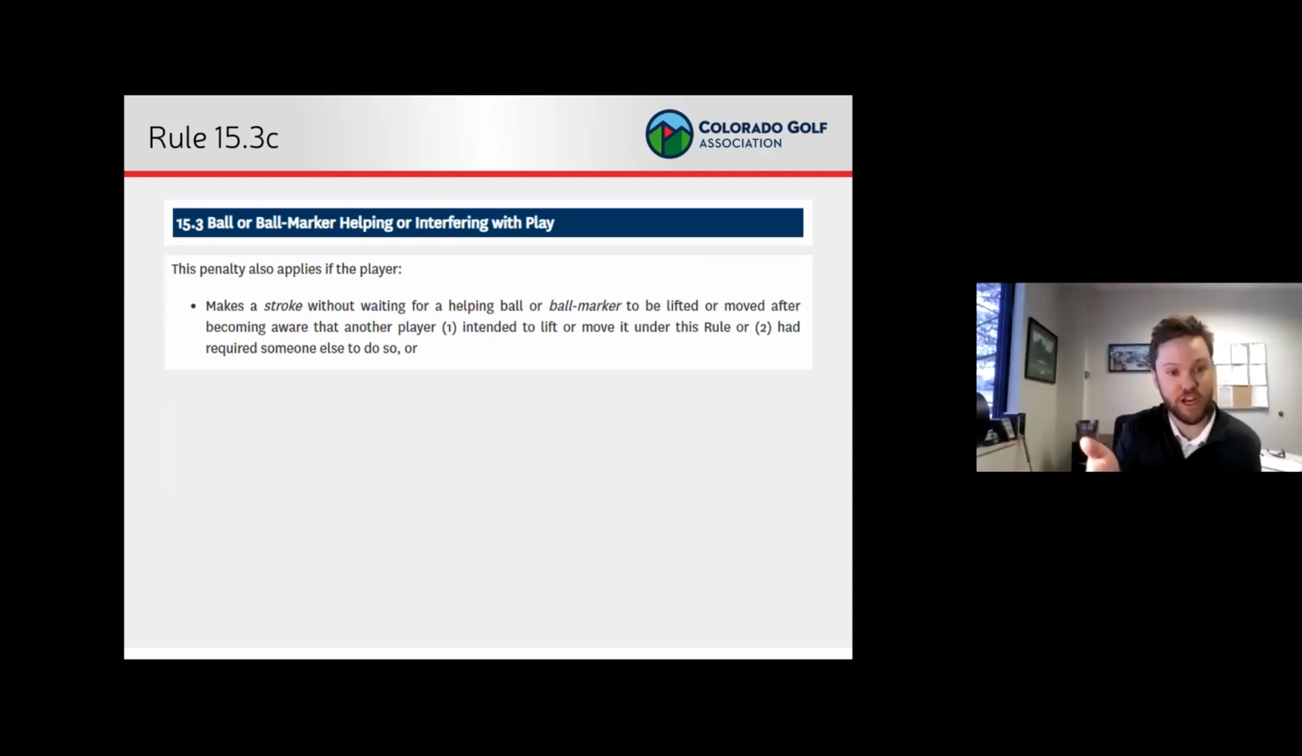If they make a stroke here without waiting for that helping ball or ball marker to be lifted or moved after becoming aware that another player, me, intended to lift it or move it. Again, I intended to lift that ball, mark it, lift it, and move it. Or I required someone else to. I could say, hey, player B, can you mark your ball on the putting green? Because I think that's going to be in a position to serve as a backstop for player C, and I'd like to protect the field. This rule says that player C has to wait till that ball is marked before they can play. If they jump that right here, we're going to see this penalty also applies. The general penalty also applies.